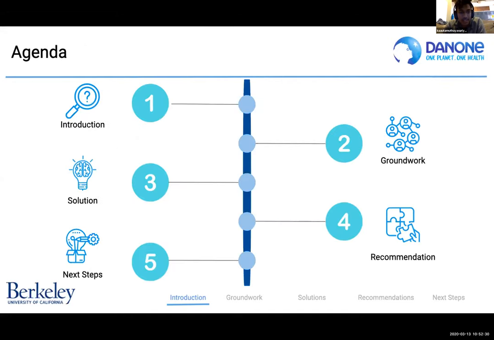Moving on to the agenda slide, this is just to give you a snapshot of how our presentation is going to be. First, we're going to walk you through the problem and the challenges, and then we're going to walk you through what we have done so far and the solutions that we have formulated. Finally, the recommendation that we're giving to the client, and based on the recommendation, what are our next steps moving forward.